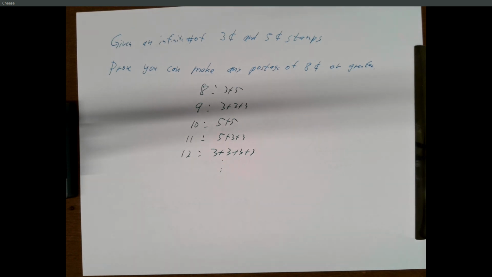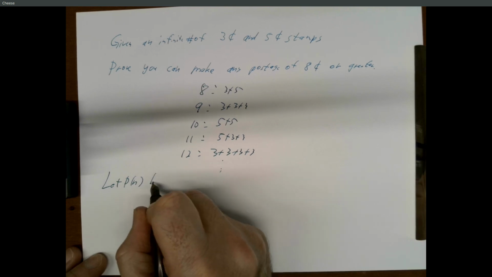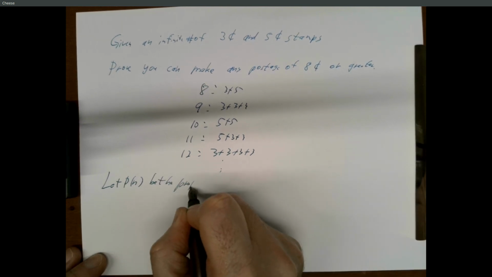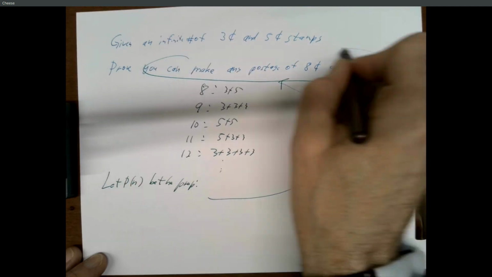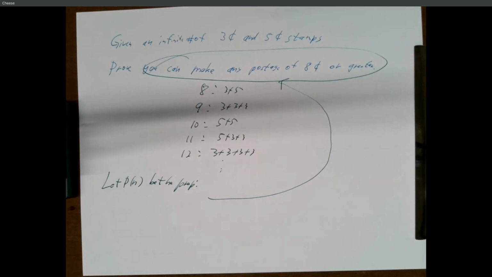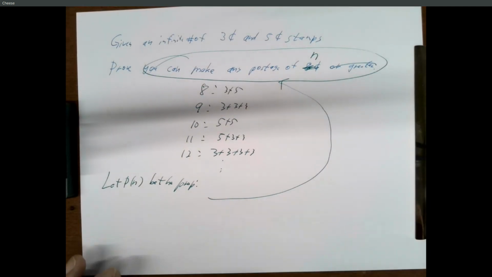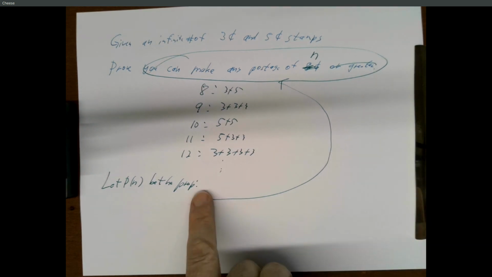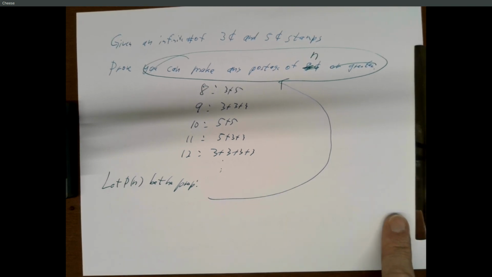So we can do an inductive proof. Let P of n be the proposition: you can make any postage of 8 cents or greater. You can make any postage of n using 3 cents and 5 cents. Don't do this on your exams or homeworks, I'm being sloppy. Let P of n be the proposition: you can make postage of n cents using 3-cent and 5-cent stamps.